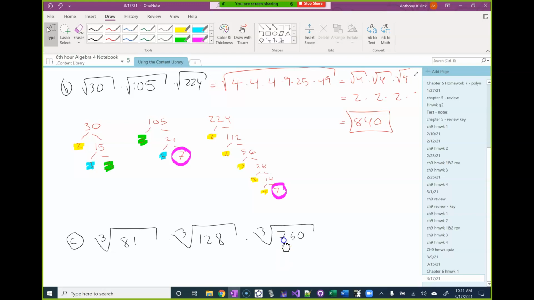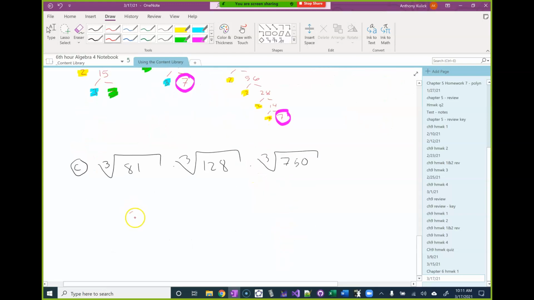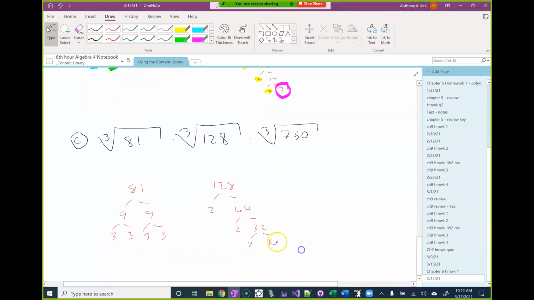128 is 2 and 64, and that's 2 and 32, and that's 2 and 16, and that's 8 and 2, and 8 is 2 and 4, and 4 is 2 and 2. I guess I could have stopped here at the 64. That was a perfect square. I don't know why I wouldn't have done that. Because we're not looking for squares, we're looking for cubes.